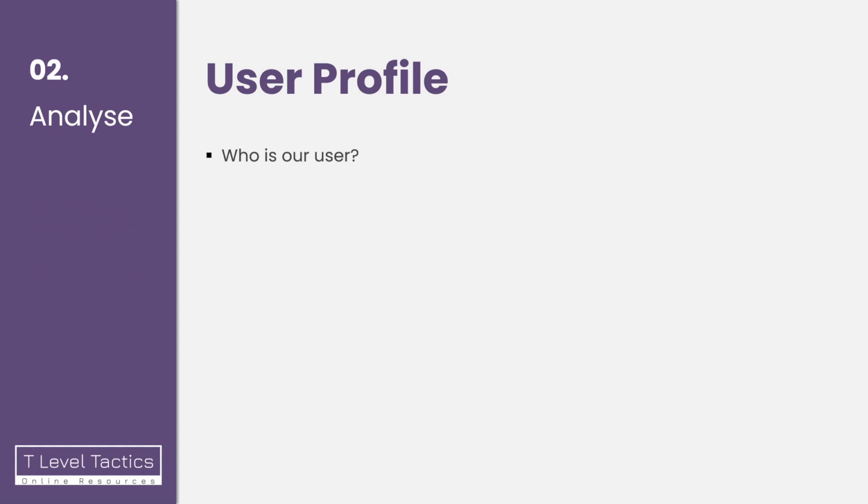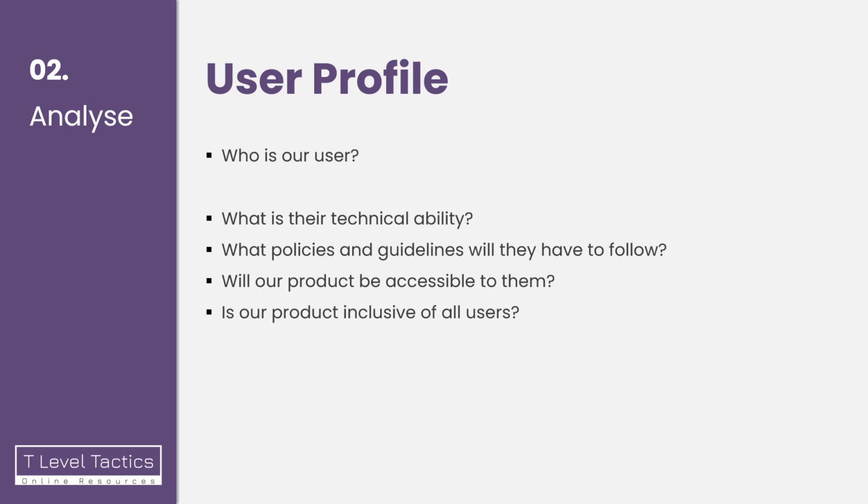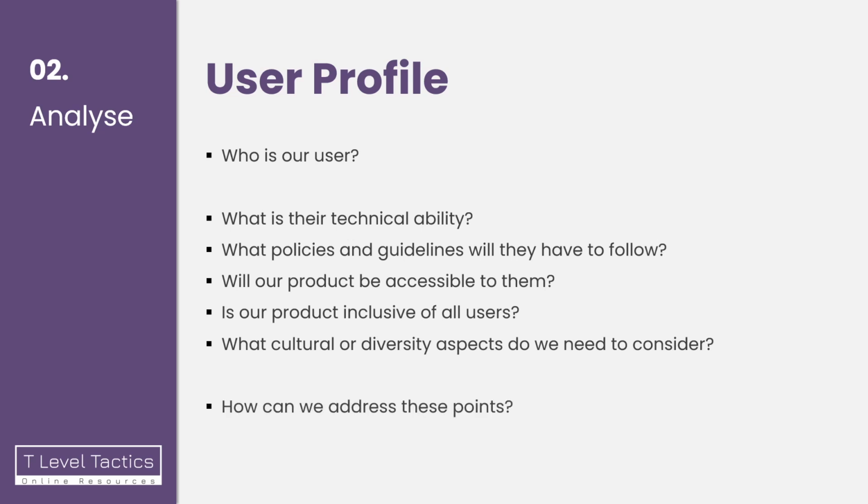And it's looking at things like, what's their technical ability? What policies or guidelines are they going to have to follow in their role? Is our product going to be accessible to them? Is our product inclusive of all users? What cultural or diversity aspects do we need to think about? And how can we clearly address all of these points in the design of our product or service? And all of these are points that will apply to both software and hardware.